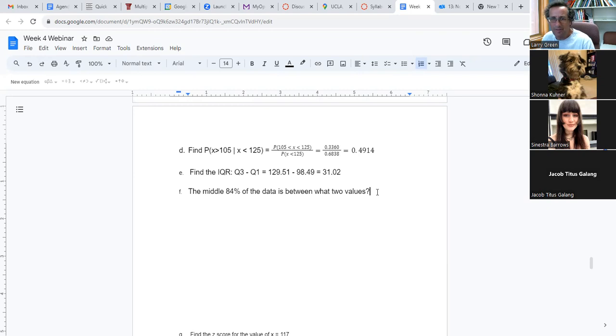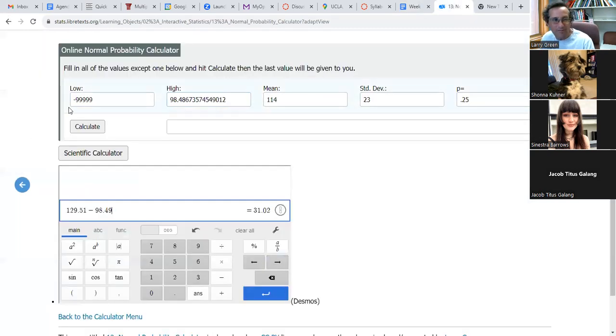So let's write this down. 8% is the left tail. And that's very similar to what we just did when we found Q3 and Q1, but that was 75% and 25%. Now we're doing 8%. So now I can go to the calculator. Still negative 99999. We don't know the high. Mean and standard deviation is the same. And now P is 0.08. Any questions?